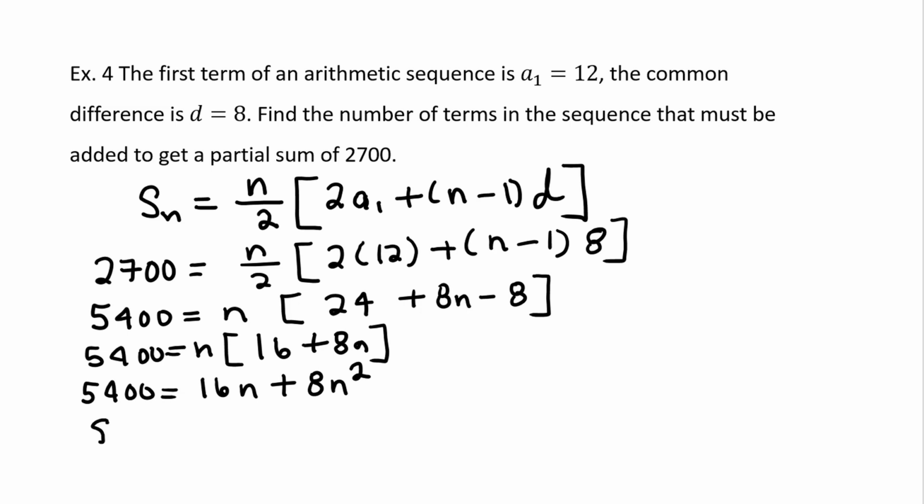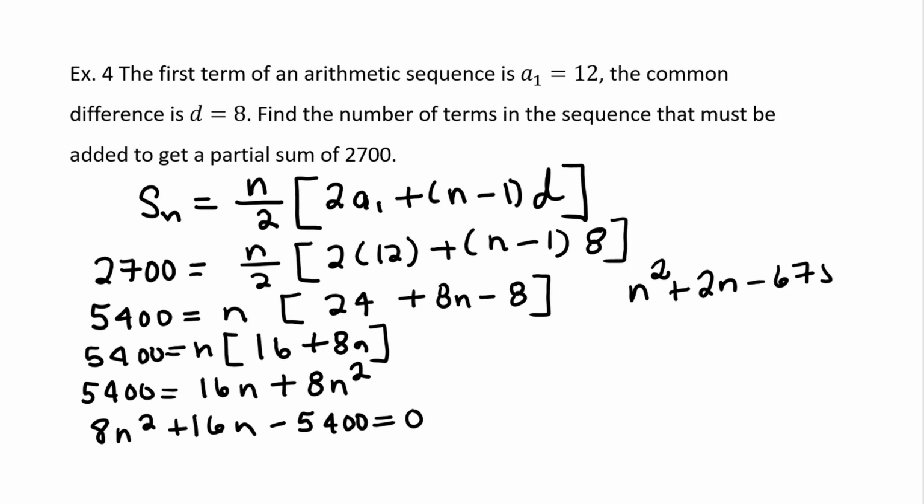So I'll rewrite this as 8n squared plus 16n minus 5,400 equals 0. Let's note that 8 is a common factor to all three of the numbers there, and so I'll factor out the 8 and divide it. So 8n squared plus 16n minus 5,400 will simplify to n squared plus 2n minus 675, and that's set equal to 0.